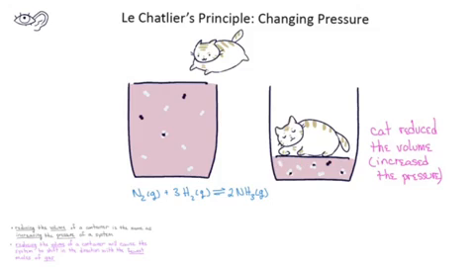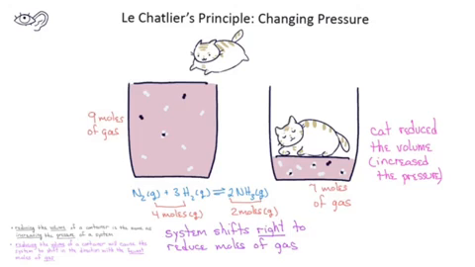This agrees with what we mentioned previously. If we reduce the volume or increase the pressure of a system, the system will shift in the direction with the fewer moles of gas. In the second image, we only have 7 moles of gas instead of 9, and this is an example of Le Chatelier's principle in terms of changing pressure.